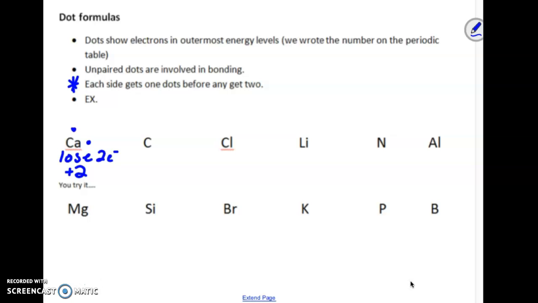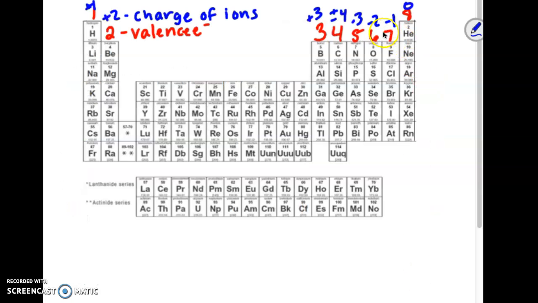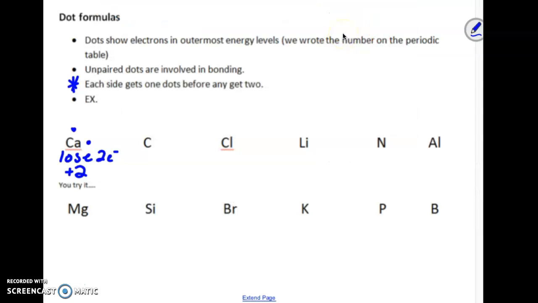Carbon is in that group that has a 4 above it from the periodic table. If I go back a slide, it's right here. It has 4 valence electrons. So again, each side gets 1 dot, before any side gets 2 dots. Okay. So is 4 closer to 0 or 8? It's kind of in the middle. It can do both. It can gain or lose. So it's a positive or a negative 4.